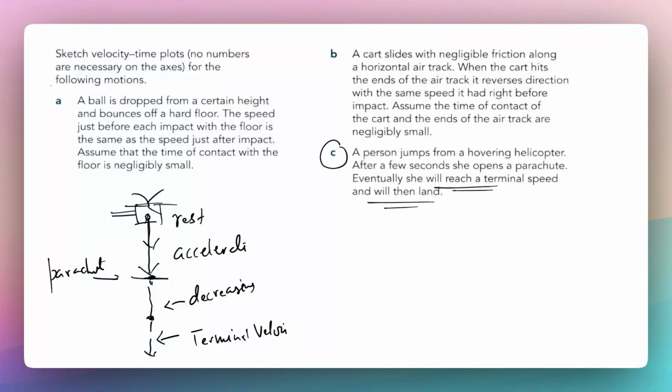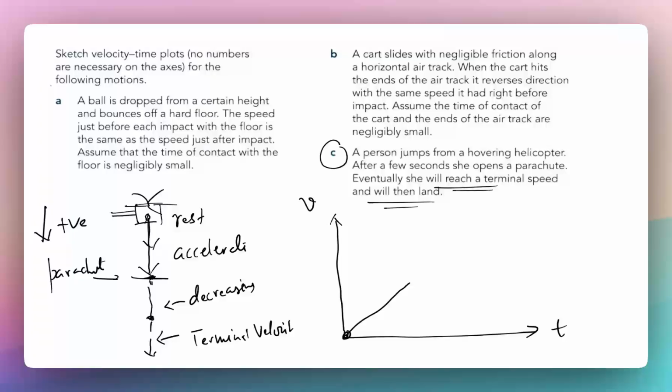Okay, so this has three parts now. So what we are going to do, we are going to draw the VT graph like that. But before we draw it, we need to provide our signs. For simplicity, we are going to say everything in the downward direction is positive. So she starts from rest, right? Accelerates with constant acceleration like that. Okay, so this is our constant acceleration.